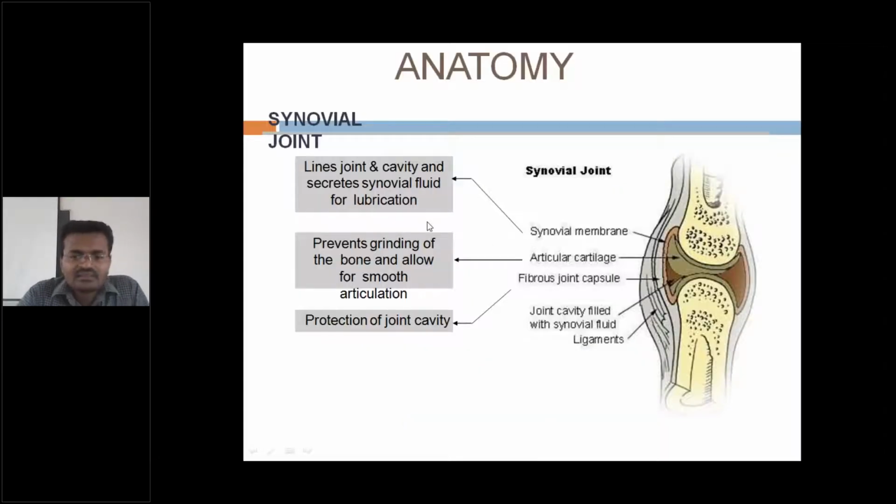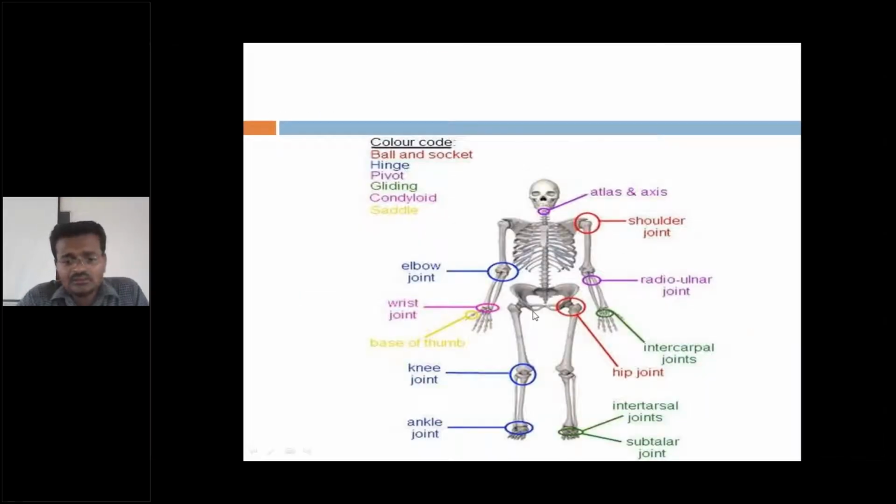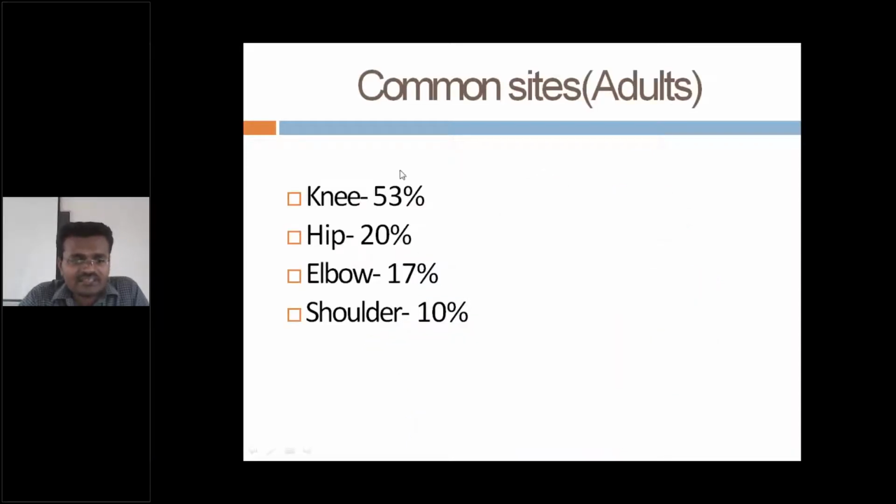Each and every joint can get affected, but most commonly it is the knee joint. Any joint, wrist, elbow, shoulder, whatever, can get infected, but the most common joint which gets infected is the knee. Knee joint is more prone.